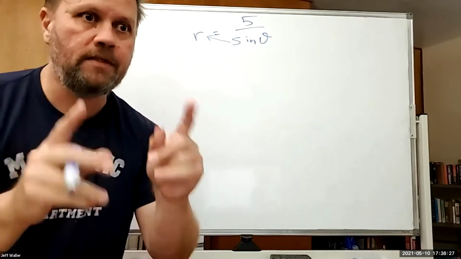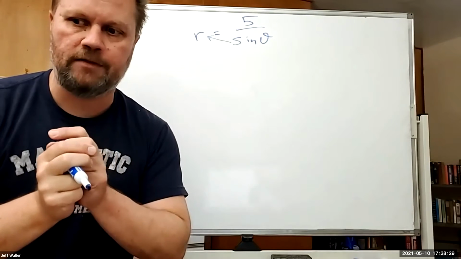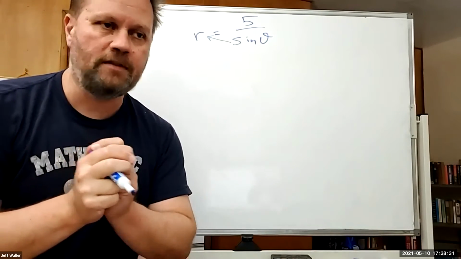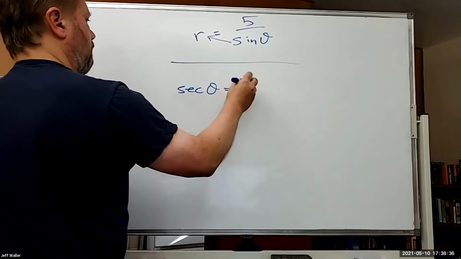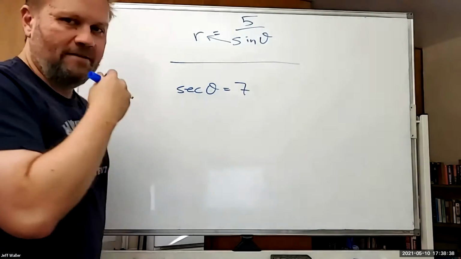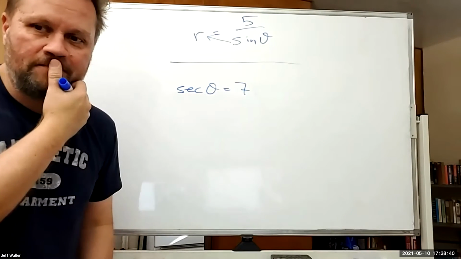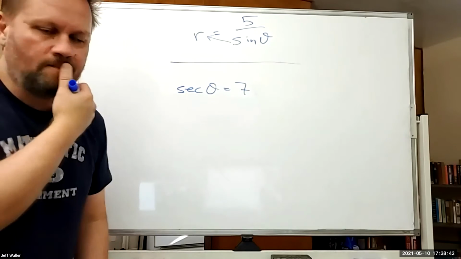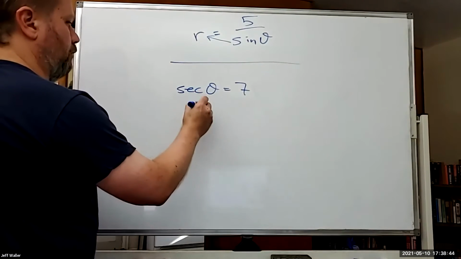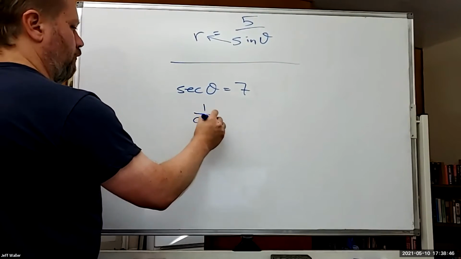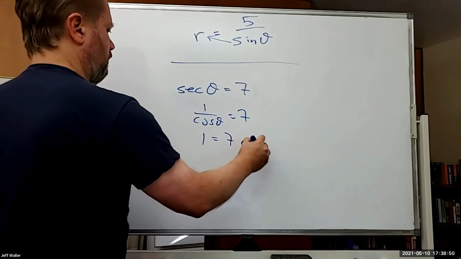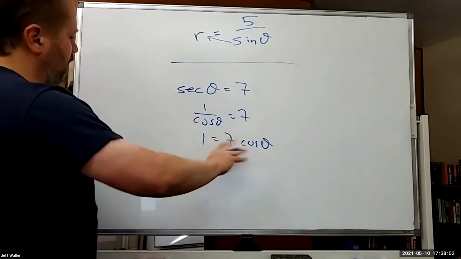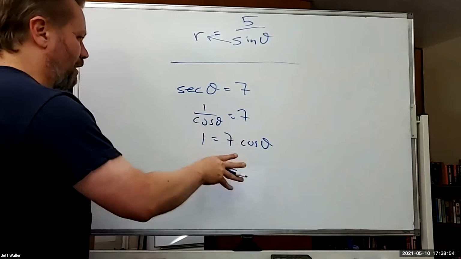All right, so that was the easy version of number 6. Some of you guys had a problem like this. I love this problem. Just to give you a little clue, this is 1 over cosine. This is 1 equals 7 cosine theta. Now, to be honest, there's a lot of different ways to do this problem.